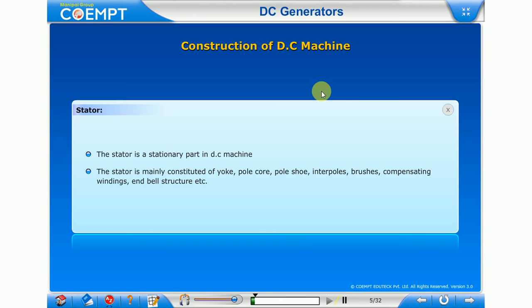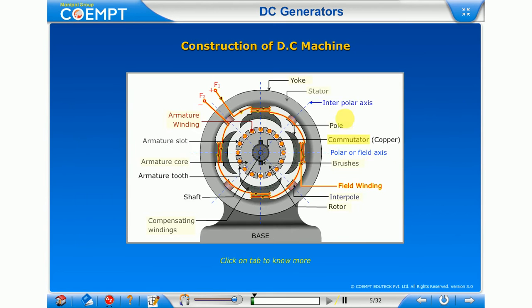Pole core. Pole cores are made of cast steel bolted to the yoke and are usually not laminated. Pole core is a small cross-sectional area and its function is to just hold the pole shoe over the yoke. The core supports the field windings which produce the necessary magnetic field. The field windings are wound around the cores such that they set up alternate north and south poles.